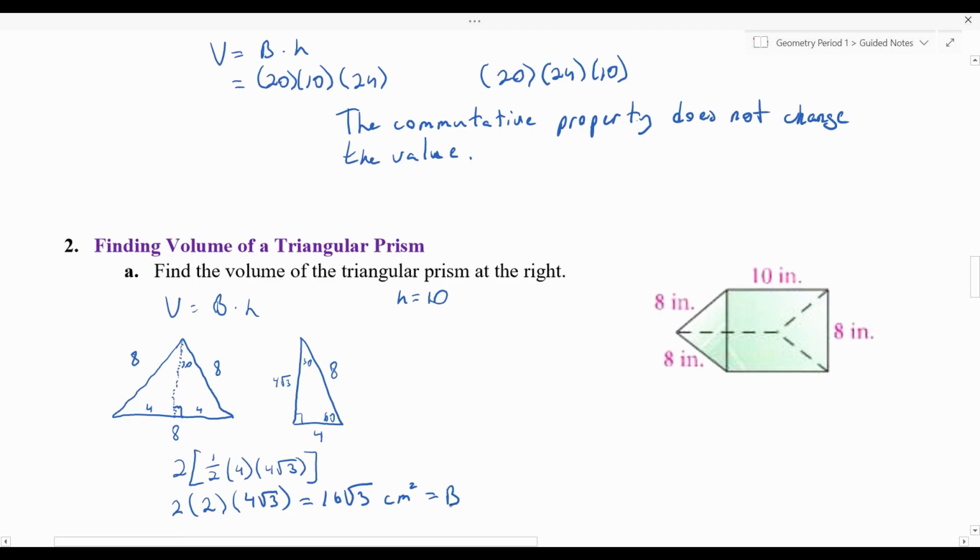Now we go back to the volume and we write, we have 16 square roots of 3 times my height, and the height is 10. So we have 10, and we multiply that, we get 160 square roots of 3.